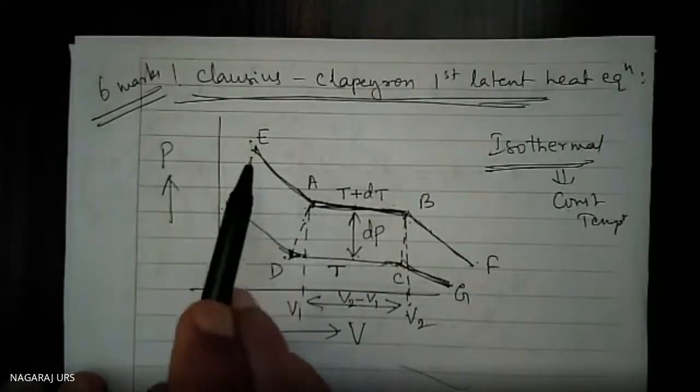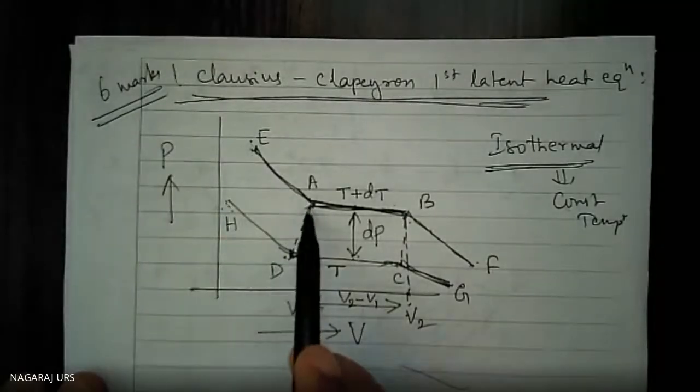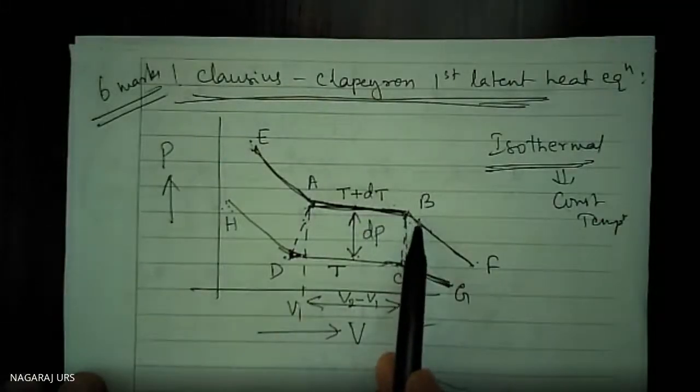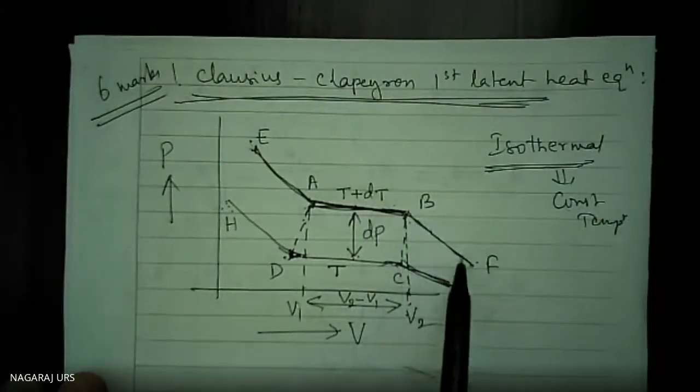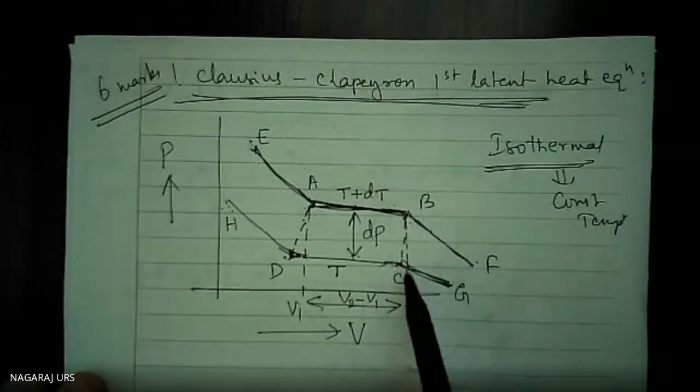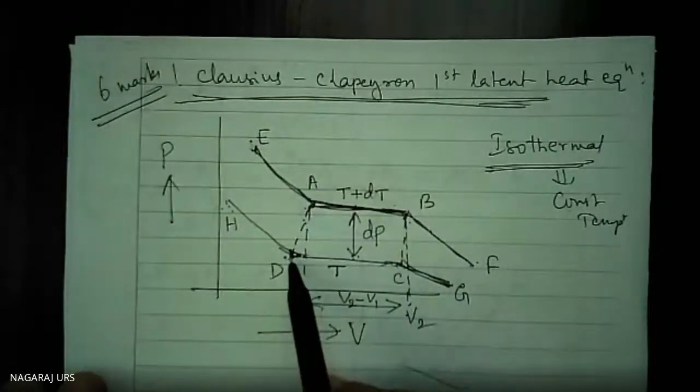Again I will repeat, this is completely a liquid state. Liquid state goes on converting into the gaseous state. Here onwards is completely a gaseous state. We have joined B to C. We have joined A to D.